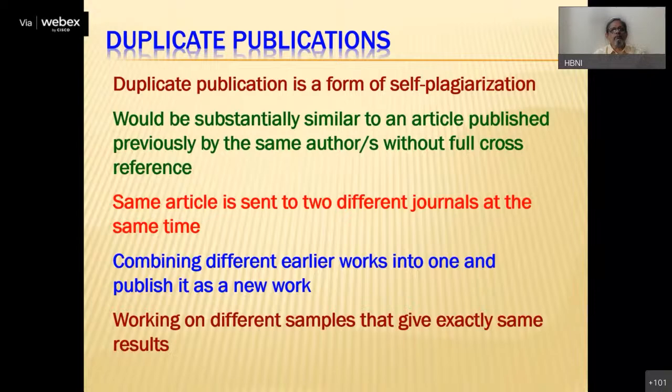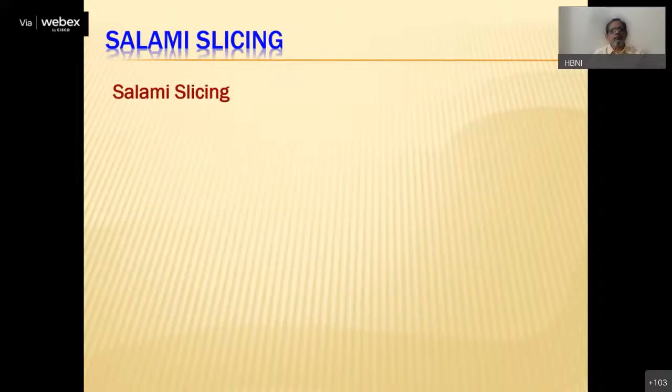Or you could have also combined several earlier works of your own into one work and passed it off as a new work. Or you can also work on different samples that give exactly the same results. So these are types of duplicate publications.